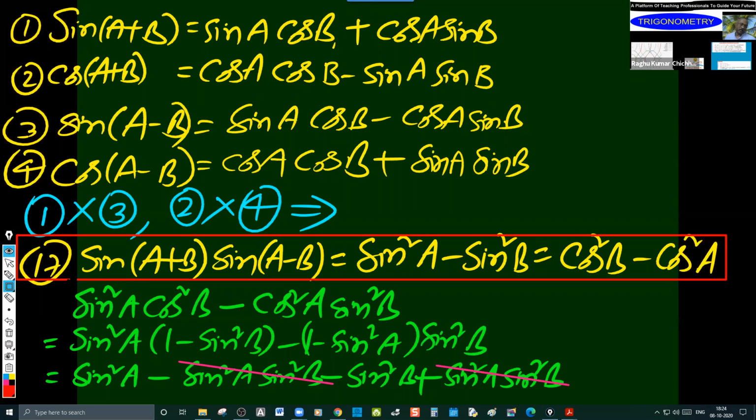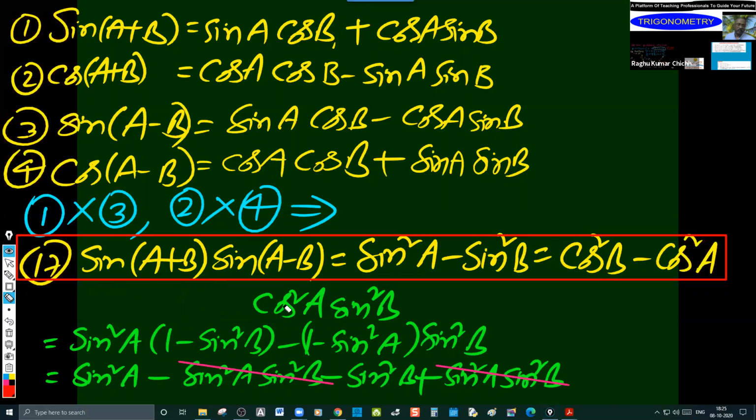Okay, that is 71. Now, what is 2 into 4? Similarly, you will have 2 into 4, which means this is cos(A+B) into cos(A-B). Can you try that? cos(A+B) is cos A cos B minus sin A sin B, and cos(A-B) is cos A cos B plus sin A sin B. Come on, tell me what is the step to be written there.